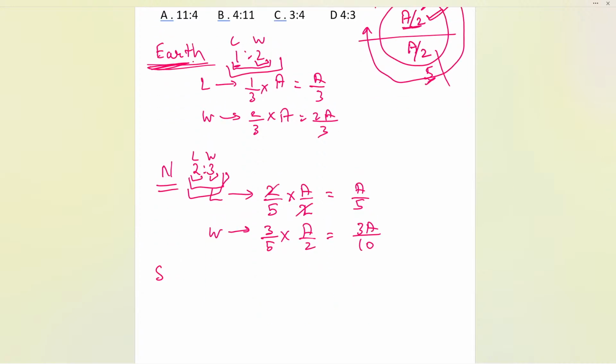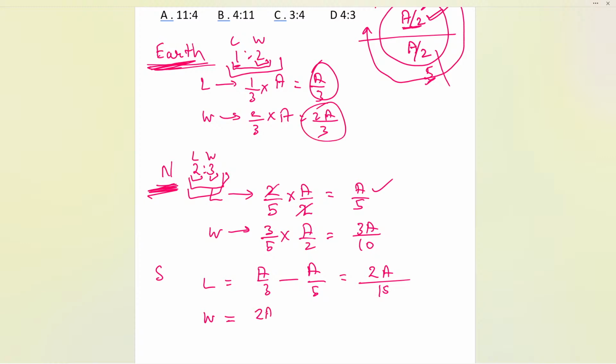If I find from the total Earth, we can subtract the northern region. So if I calculate Earth land, that is A by 3 minus the land of the northern region, A by 5. I'll get the remaining part as the southern region over here. So let us take the LCM 15, 5 minus 3 is 2, 2A directly we are getting. Now for water over here, again we have 2A by 3 minus 3A by 10. LCM is 30 over here. Now 3 times 10, 20 minus 10 times 3, 3 times 2, 6 over here, like this we are getting.